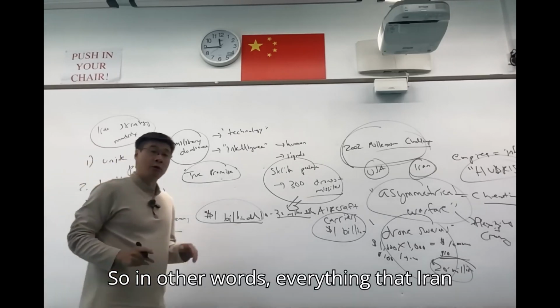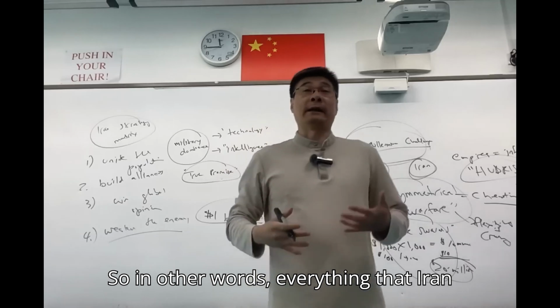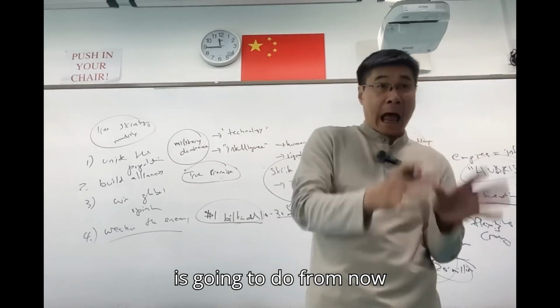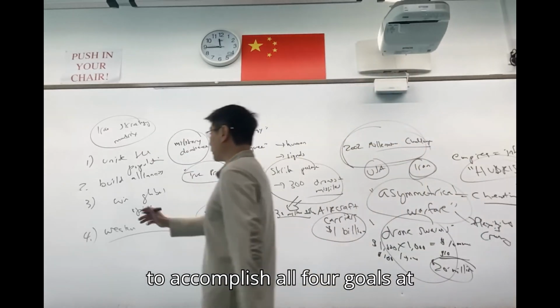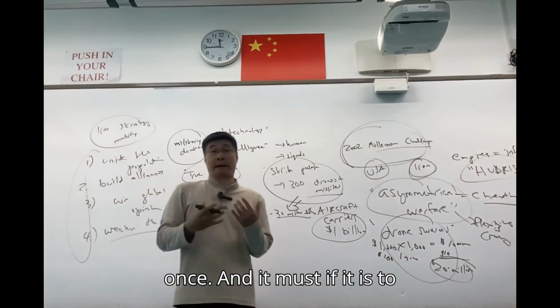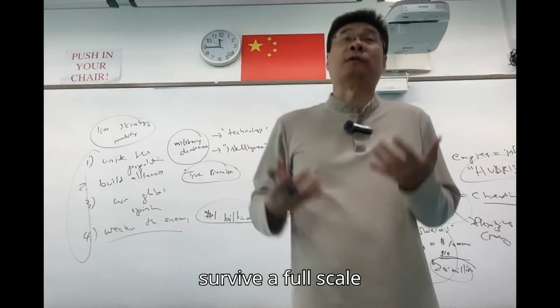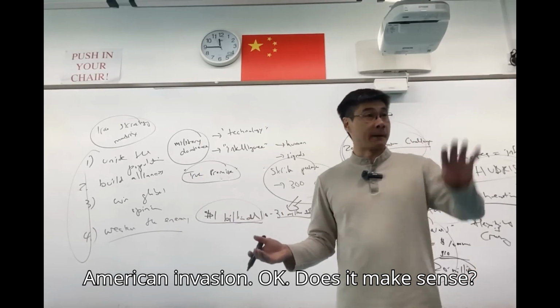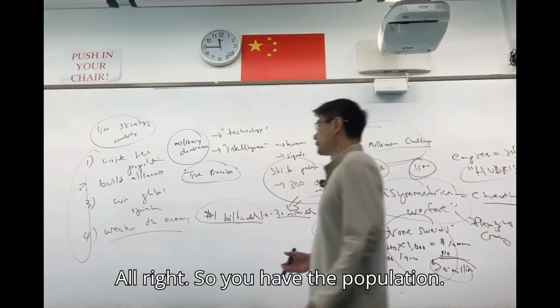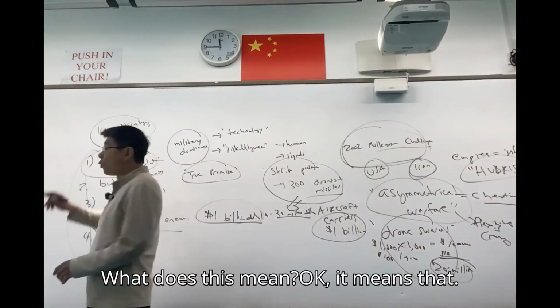So, in other words, everything that Iran is going to do from now until the actual invasion will be to accomplish all four goals at once. And it must, if it is to survive a full-scale American invasion. Does it make sense? All right. So, unite the population. What does this mean?